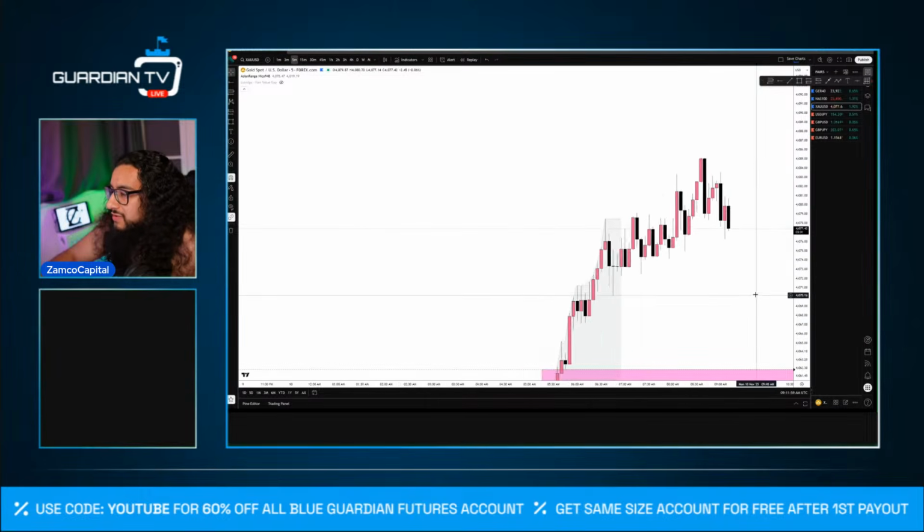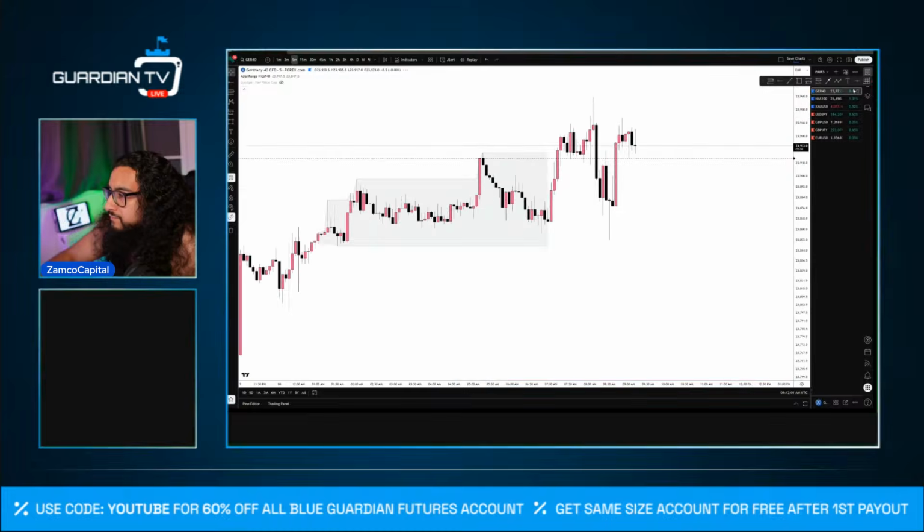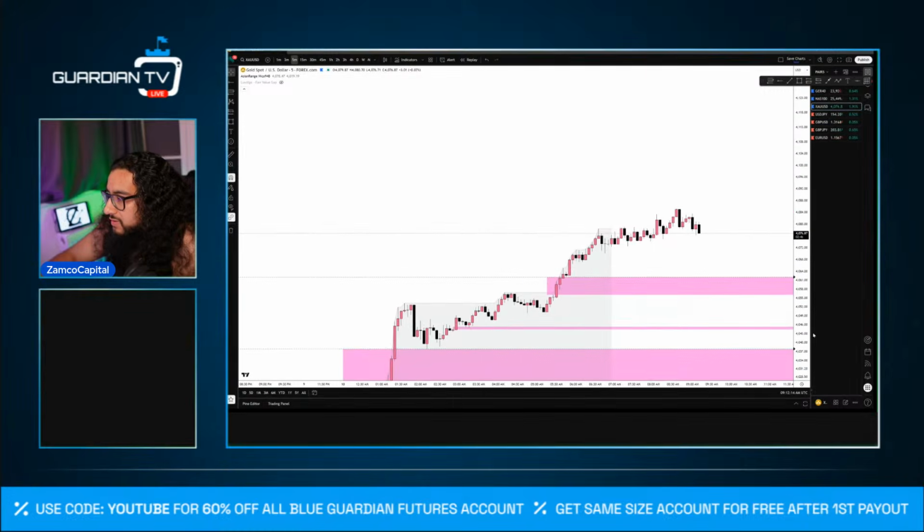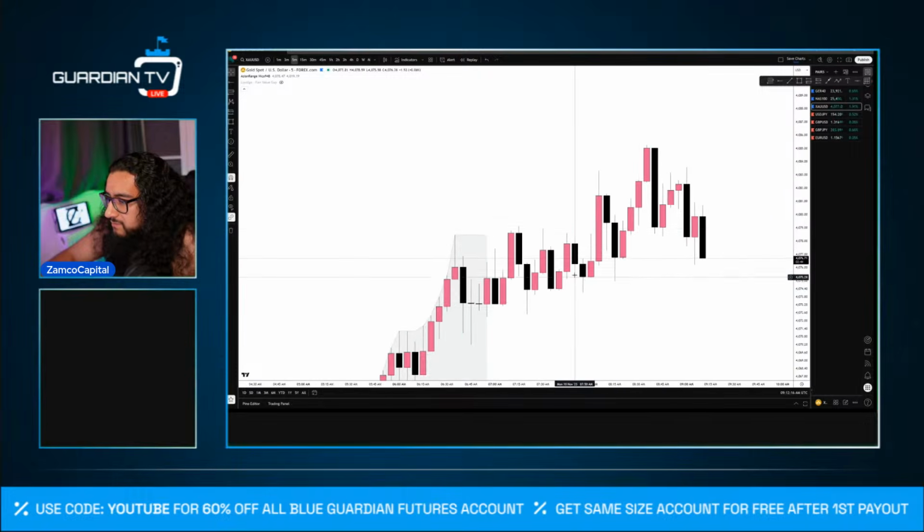The whole idea is to catch clean moves, right? Look at German. It was a big, nice move down, and now it's retraced. Now it's consolidating, so it's a bit tricky. But ideally, it was just a nice, clean down. It wasn't little tiny candles like this.